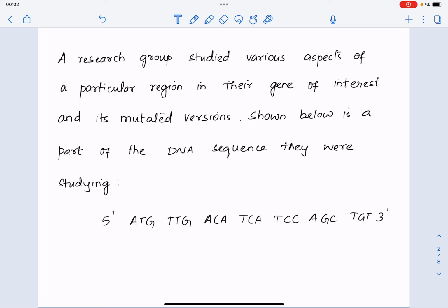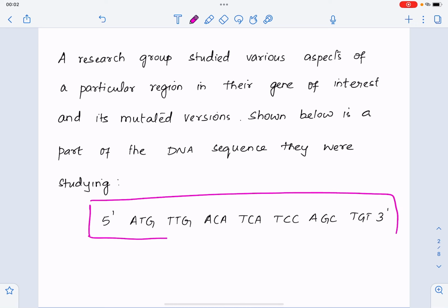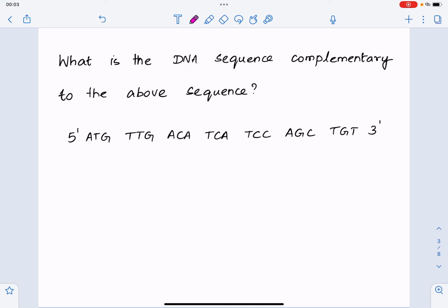A research group studied various aspects of a particular region in their gene of interest and its mutated versions. Shown below is a part of the DNA sequence they were studying. This is the DNA sequence that they have given us, in the 5' 3' direction. Look at the direction, it is the 5' 3' direction. Now we were asked a few questions. By answering each of these questions, we will attain our understanding of how to decode a DNA to mRNA.